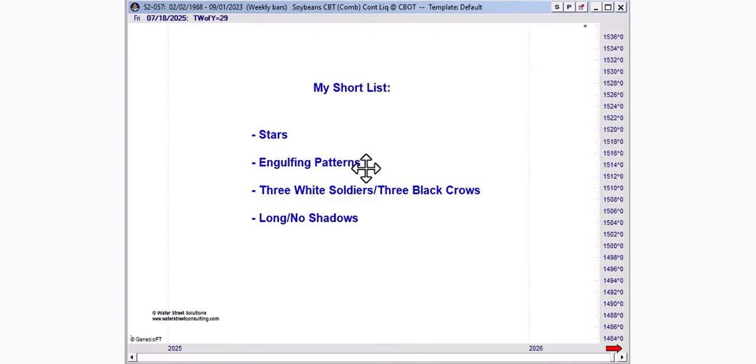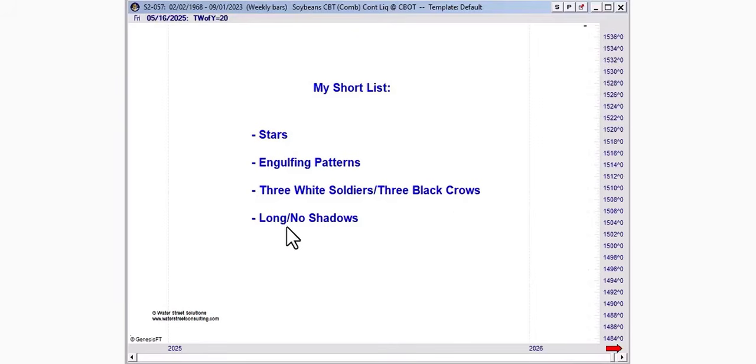Engulfing patterns: bullish engulfing, bearish engulfing, failed bullish engulfing, failed bearish engulfing, whatever. If it's an engulfing pattern, pay attention to it. 3 white soldiers, 3 black crows. I think I have some examples of those in the next few slides. Those candles occur whenever you have 3 successive candles where the real bodies are getting larger and larger and larger. It's an indication of increased volatility.